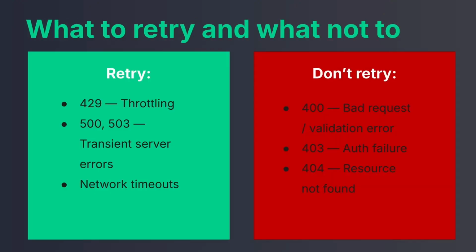Not all errors should be retried. This sounds obvious, but it's easy to get it wrong. Retry throttling errors, transient server errors, and network timeouts. It doesn't make sense to retry bad requests, auth failures, and resource not found errors. If you are writing custom retry logic, check the error type before deciding. Most AWS SDKs handle this correctly by default. But if you've wrapped SDK calls in your own retry loop, double-check you are not retrying non-retriable errors.